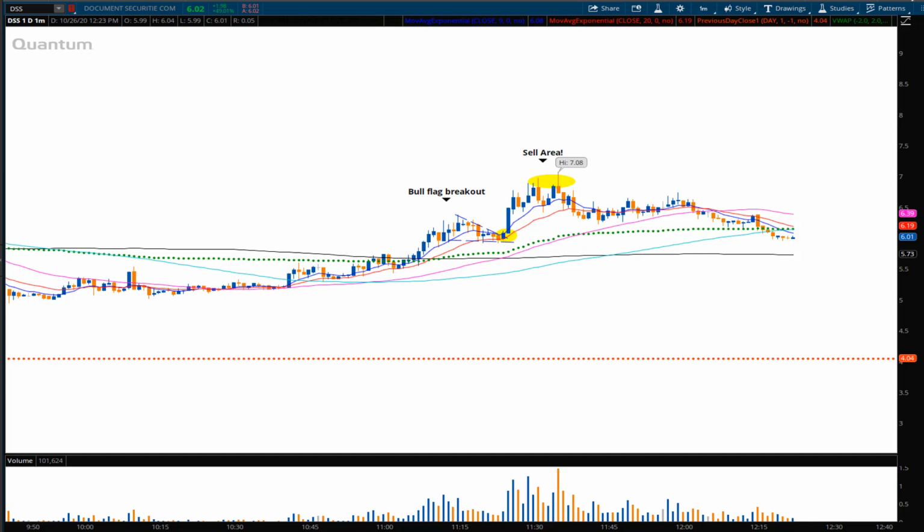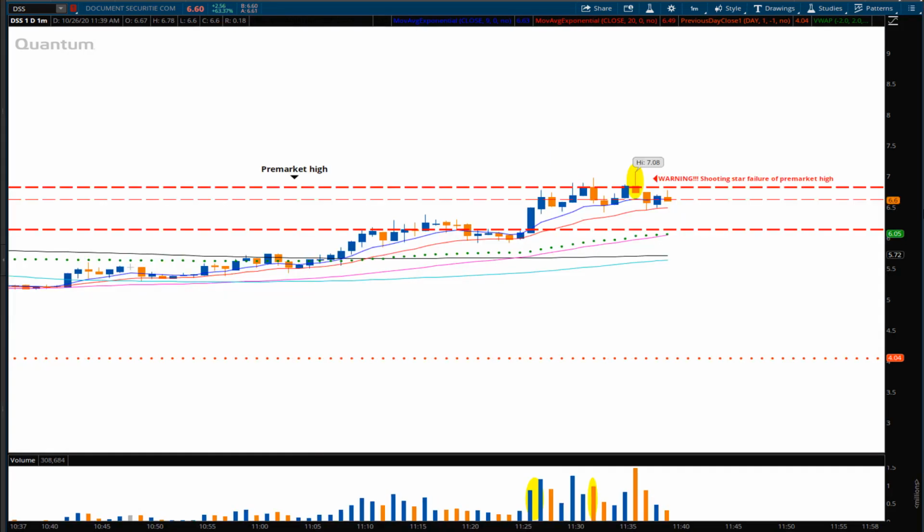If you got in around that $6 level, you could have sold on a trade like that right around $7. That's $1 per share, or $1 profit times however many shares you got. If you had 1,000 shares of that, that would have been a $1,000 trade. That's a great trade.